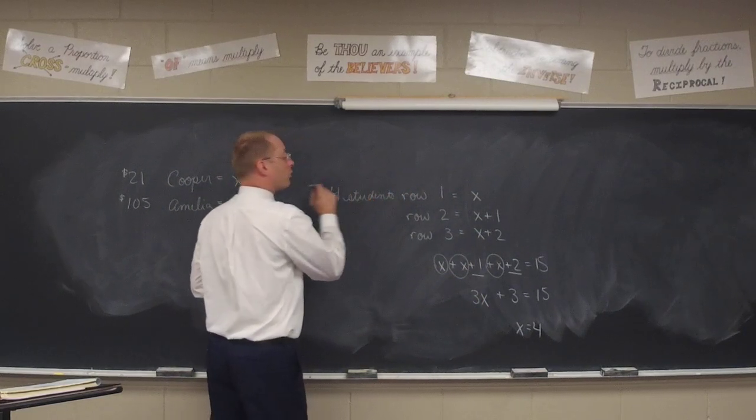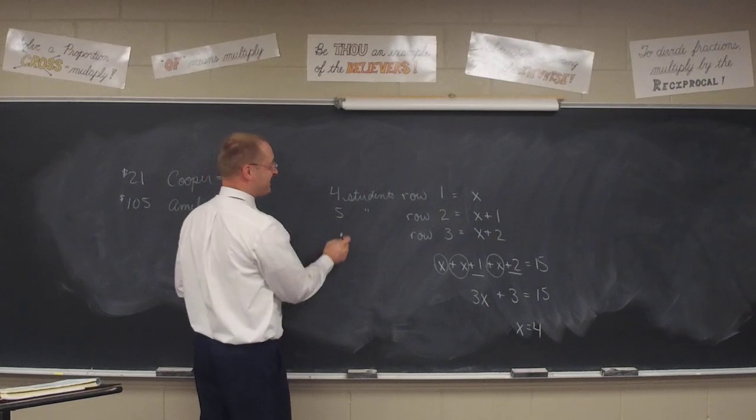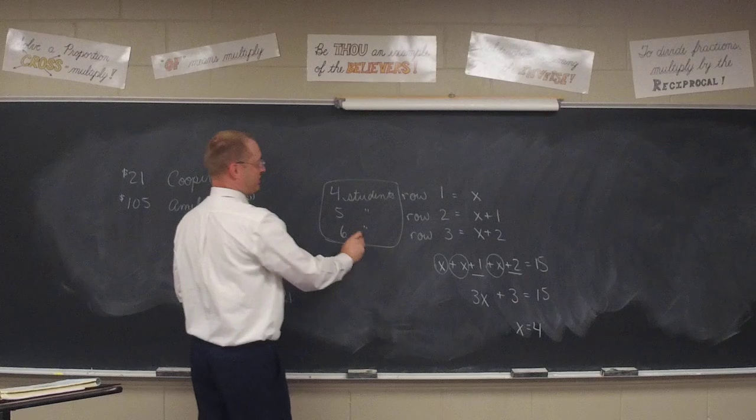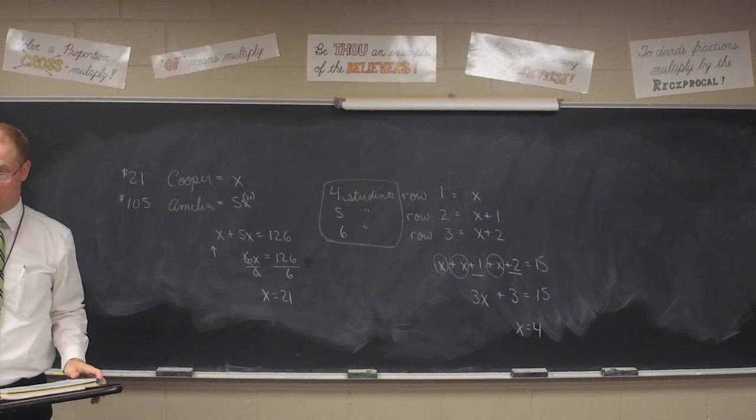What about row 2, class? 5 students. And row 3? 6 students. And there's our 3 answers. How many have those answers now? Okay, questions on that problem?